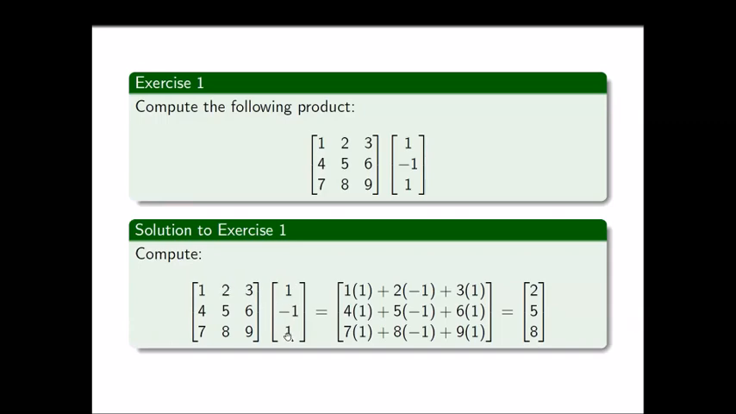So remember, we multiply the first entry of the row with the first entry of the column, the second entry of the row with the second entry of the column, and the third entry of the row with the third entry of this column, and then add them up. And when we solve it, we get 2. Similarly, we do that with the second row. We multiply 4 with 1, 5 with minus 1, and 6 with 1, and add them up. And similarly, we multiply 7 with 1, 8 with minus 1, and 9 with 1, and we get 8.